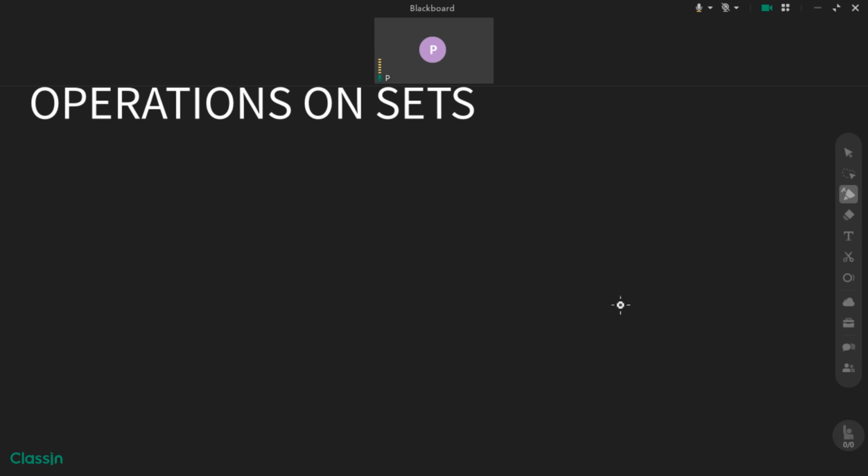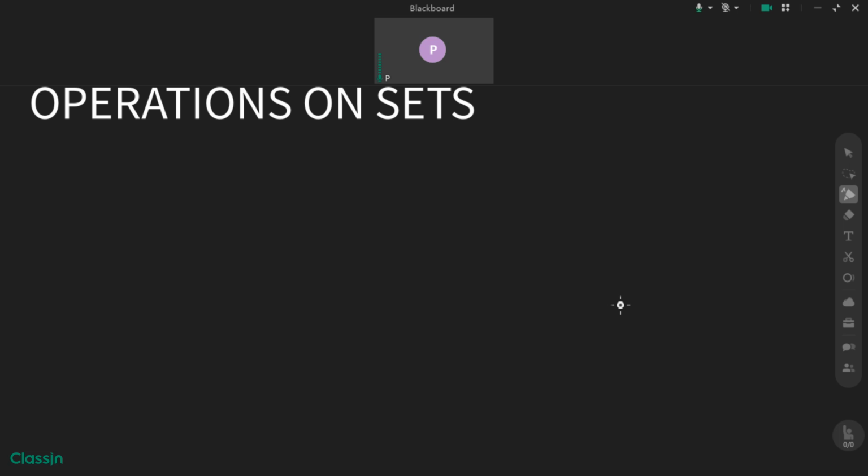In the previous lecture, we have seen types of sets and Venn diagrams. And in this lecture today, we'll see operations on sets. We have seen the operations on numbers, like addition of two numbers, subtraction of two numbers, multiplication of two numbers, and division of two numbers.